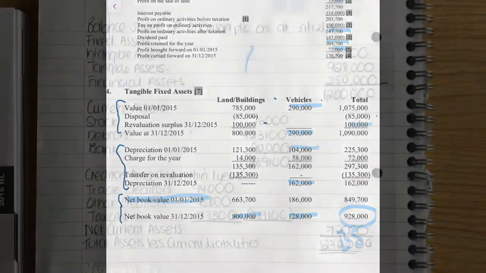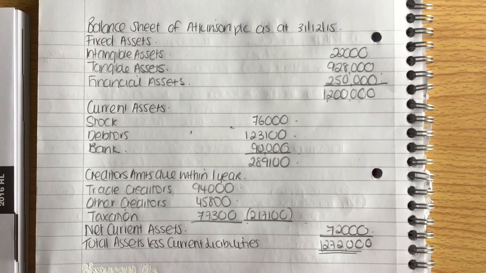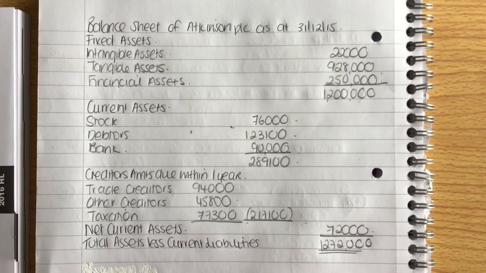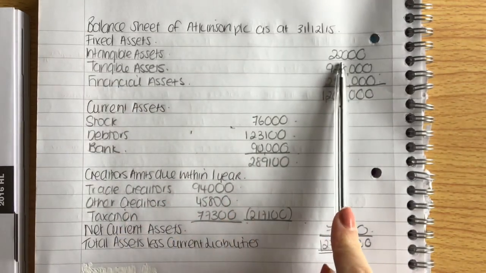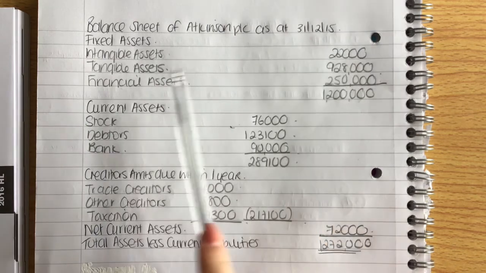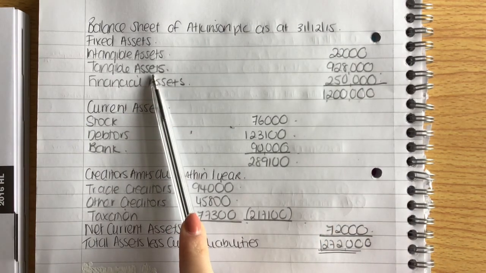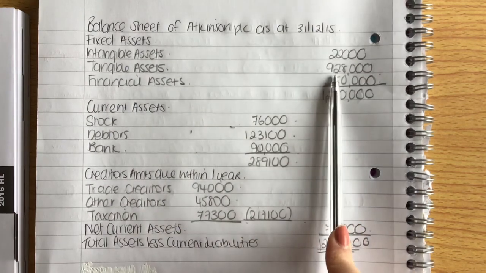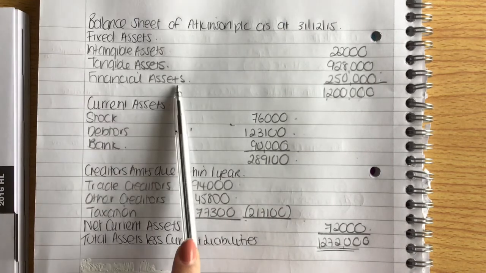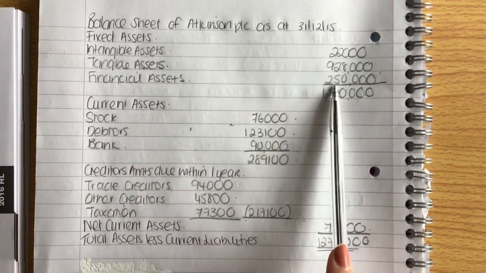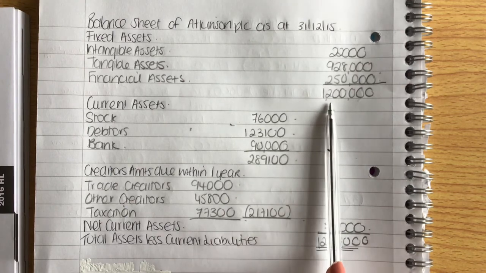Okay. So the next part of this question is doing out the balance sheet. So you're starting off with your fixed assets, okay? So you're going in with your 3 different types of fixed assets. Starting off with intangible, which is your patent figure that we calculated in the workings of €22,000. Then we have our tangible assets. That's coming from the tangible fixed assets note that I just did. It's €928,000. So it's your net book value at the end of the year that's going in. We also have financial assets in the form of an investment of €250,000, and you're adding those 3 up, which bring you to €1.2 million.